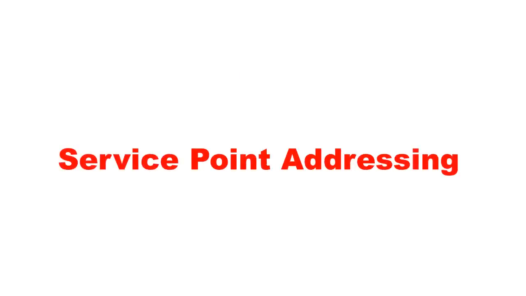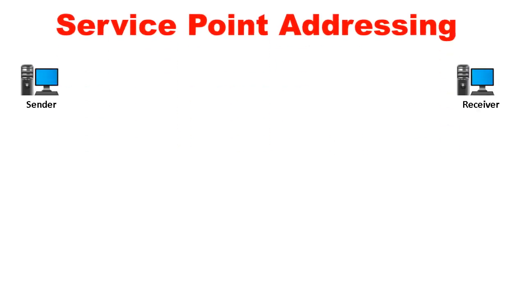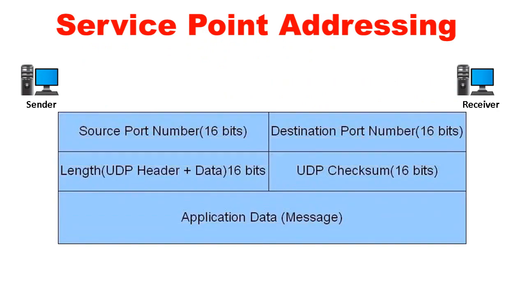Service point addressing. The message has to be delivered to the correct process of the intended receiver. That is why the header of the transport layer includes a type of address called port address or service point address. Therefore, through this address, the transport layer makes sure that the message is delivered to the correct process and to the exact receiver.